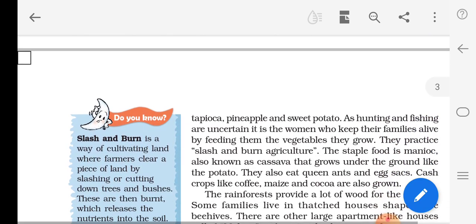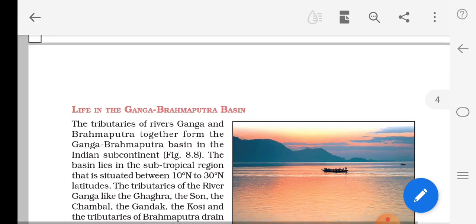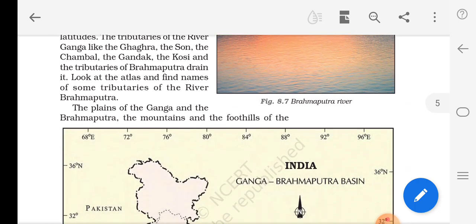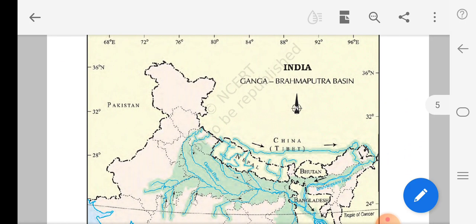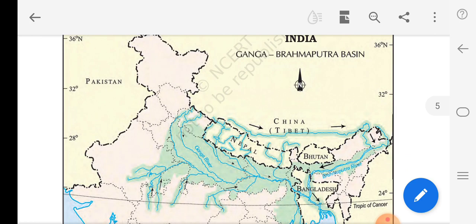Today we are going to learn about life in the Ganga Brahmaputra basin. Let's see the map of India, that is Ganga Brahmaputra basin, which is given in your book. Now look at this map, children. Which is colored in green, that is Ganga Brahmaputra plains.